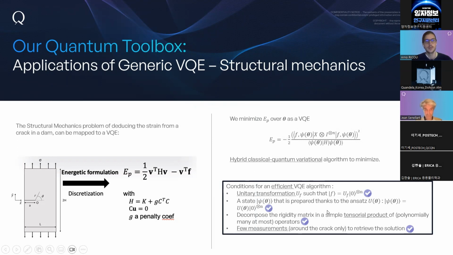We are really happy about this one, because we show that for the specific cases, it scales well, meaning that, for instance, the rigidity matrix is a simple tensor product of operators, so that's easy to embed in the quantum computer. It's easy to prepare the states F and psi that are used to compute this minimum energy. And we only need a small amount of measurements to have the information around the crack we are interested in. And so that makes it a really promising algorithm to beat a classical algorithm in the NISQ era.